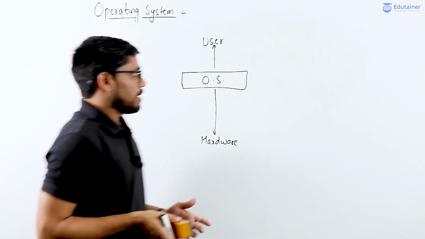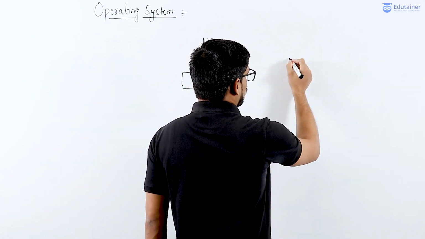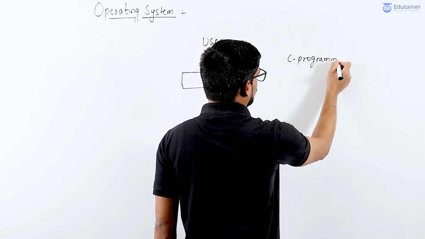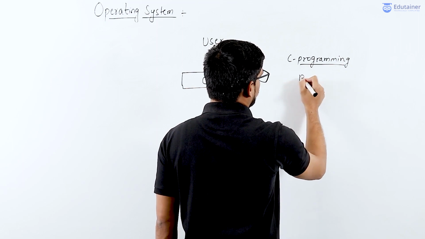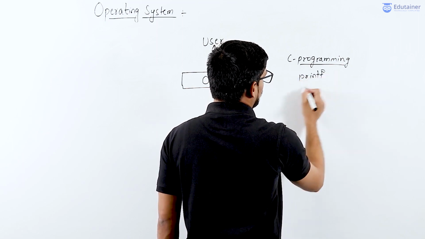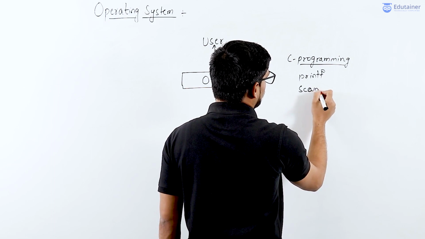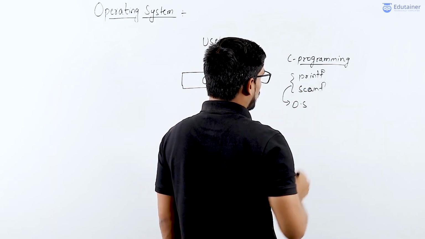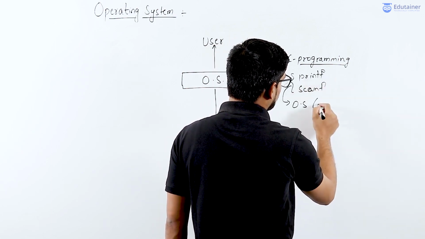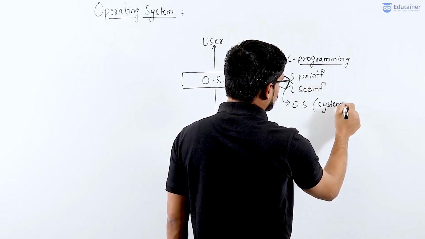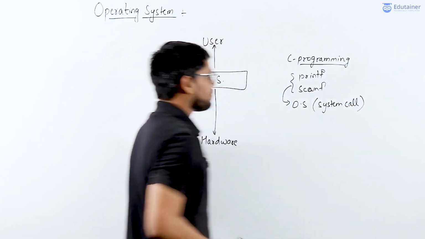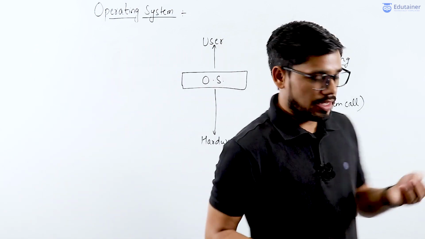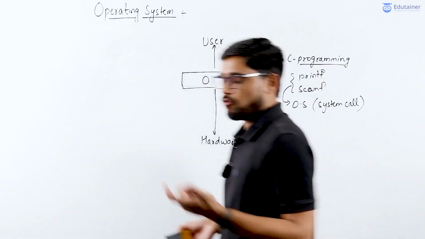Okay, and let's say for example you use the C programming language. In C programming language we all use common functions, let's say printf or scanf. All these functions are internally implemented by the operating system. So operating system will use its own system calls to perform these functions. Okay, so for each task, each and every code is implemented in the machine with the help of operating system.